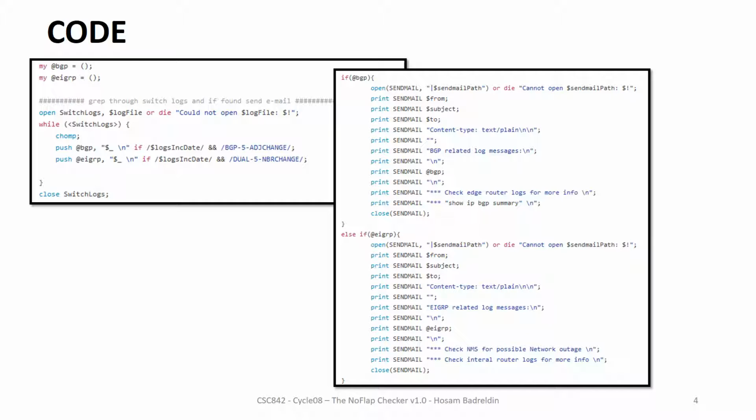And then if the log matches, the entry gets pushed into my stack or array, and then the information will just be sent to the specific email address you specify in the script. This is usually our NOC mailing list.